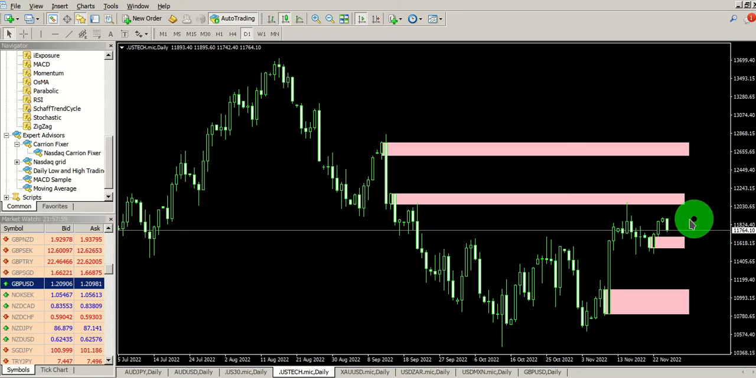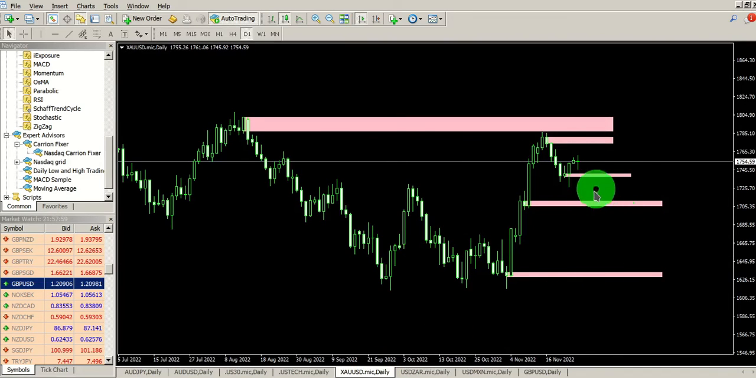NASDAQ, like I said, I might look for shorting opportunities because of this fair value gap that's been left by CPI. So we're gonna be looking at this fair value gap. It might sell off right away, or it might go up again and then trigger another block and then finally sell.